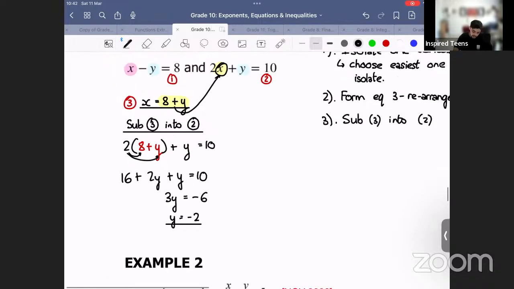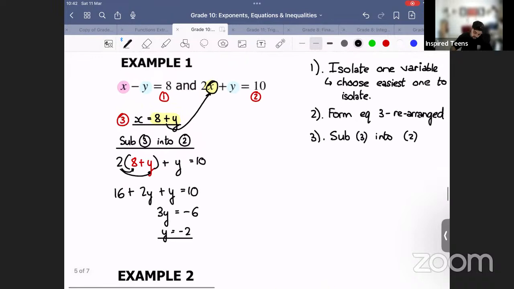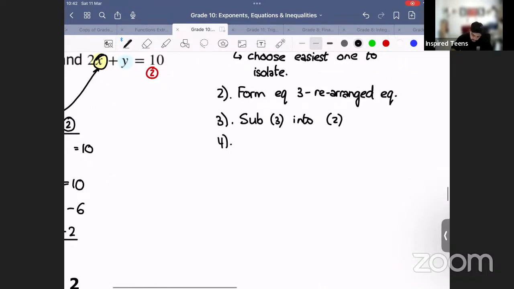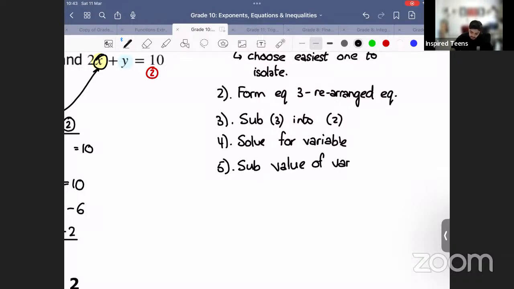Okay, since I now know the value of y, I'm going to say solve for variable, which is what we've just done. So that's step number 4. Substitute the value of the variable that we just solved. Into which equation? Into equation number 3. Always, the rearranged equation is always the easiest to sub it in.